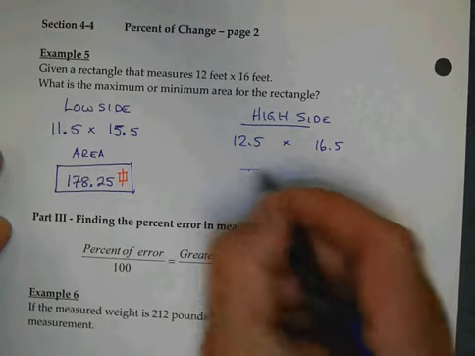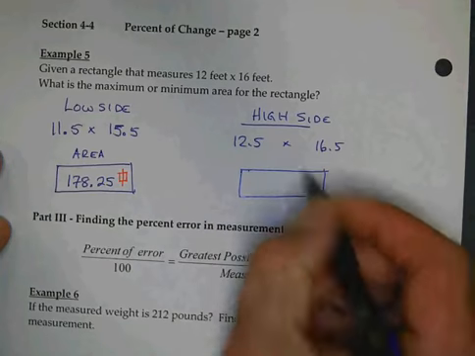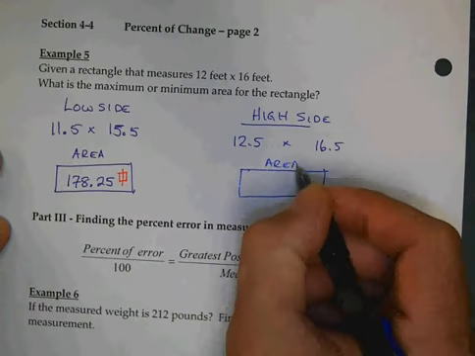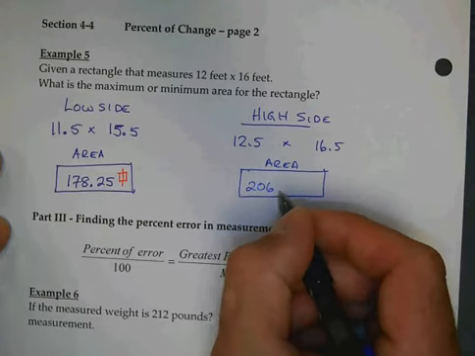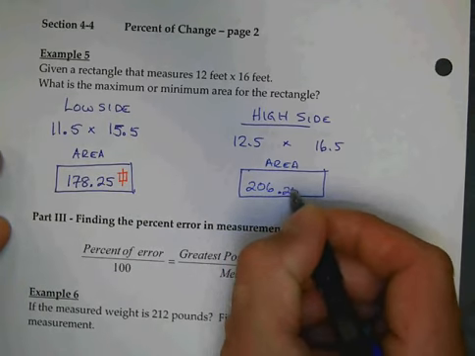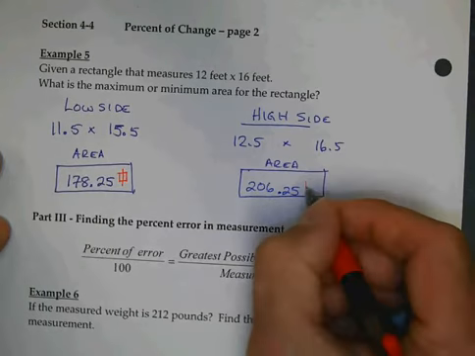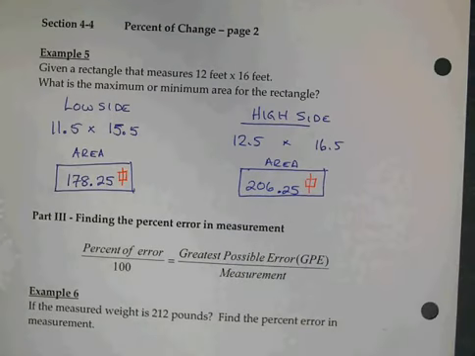What do you get for the area now? A little louder? 206.25. And then once again, square feet. So if you're going out to measure carpet, which amount are you going to order? Are you going to order 180 square feet? Or are you going to estimate a little bit on the high side and say, hey, maybe I need to make sure I got the right amount of carpet, get 206 square feet.